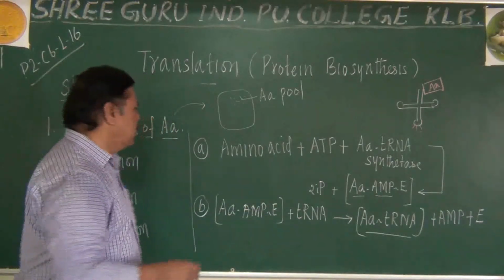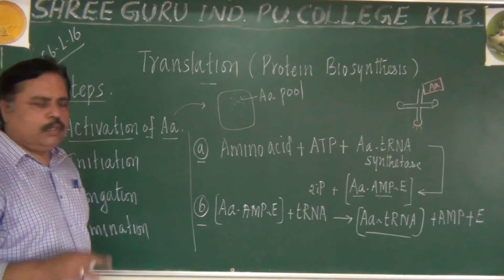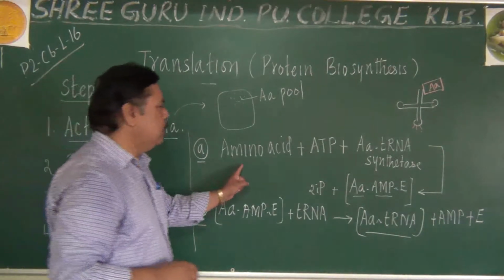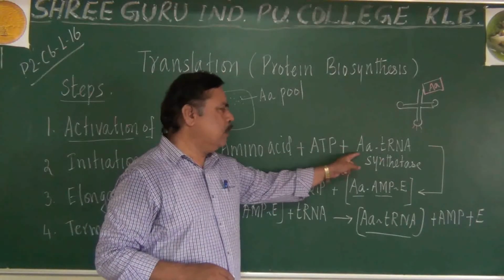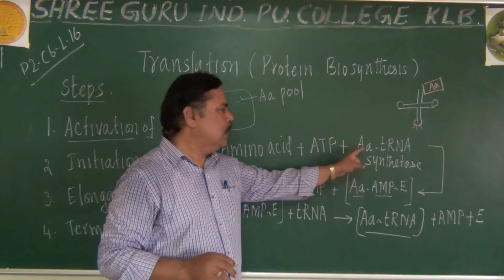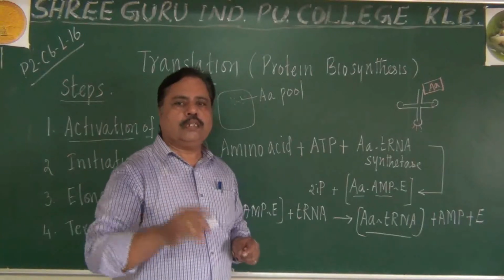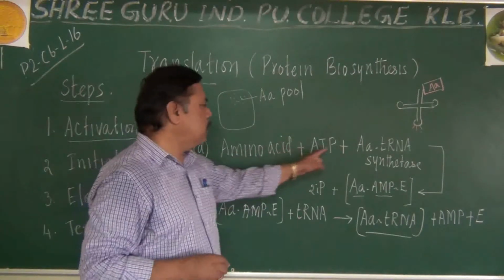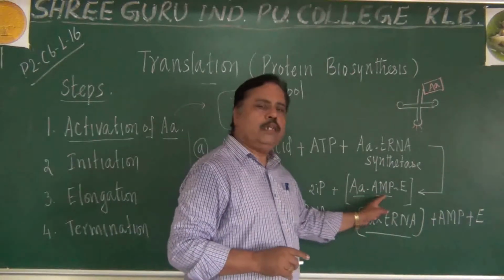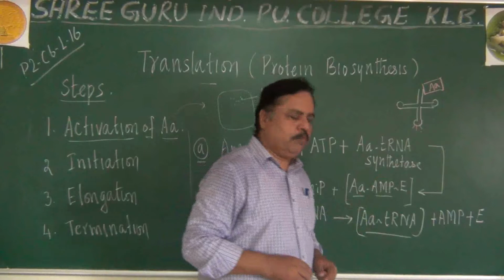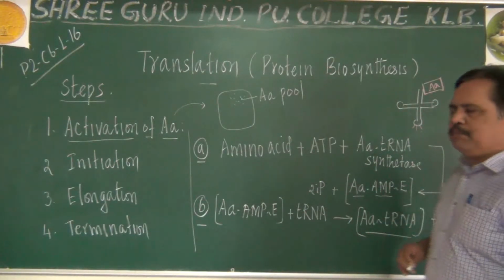So students, there are 2 steps in the activation of amino acid. First step is amino acid will bind with the energy currency, and one enzyme will be used here. The name of that enzyme is called amino acid tRNA synthetase enzyme. These 3 compounds will join together, they will become amino acid AMP enzyme complex. That is the first step, formation of amino acid AMP enzyme complex.